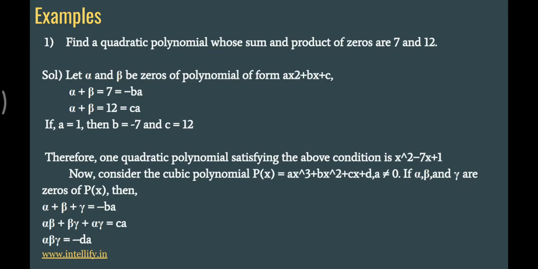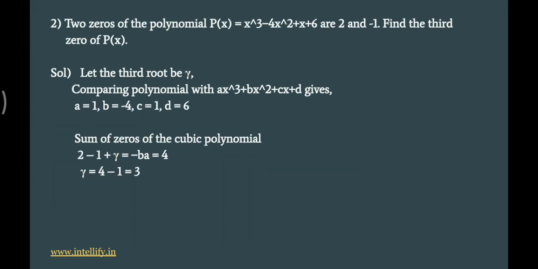x cube. Because it is a cubic, x cube plus bx square plus cx plus d will be an equation. Alpha plus beta plus gamma is equal to minus b by a. It is the format of the sum of the zeros, and the product is c by a, and alpha beta gamma is equal to minus d by a. It is in that format. And let's go to the two zeros of the polynomial.